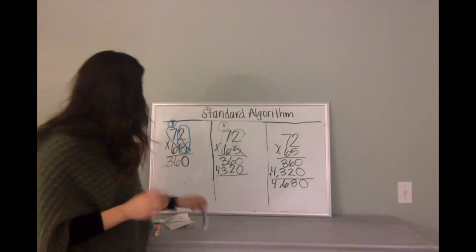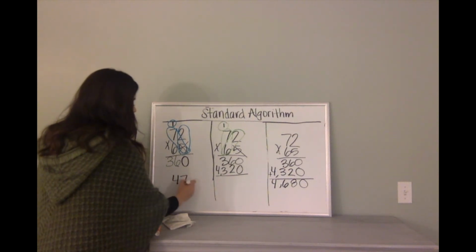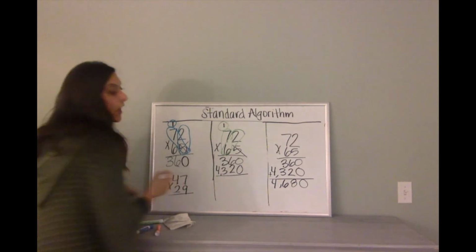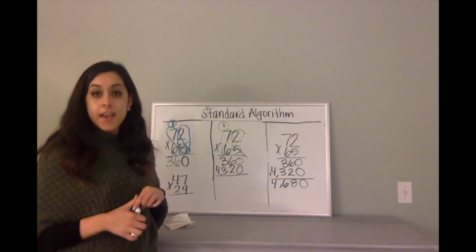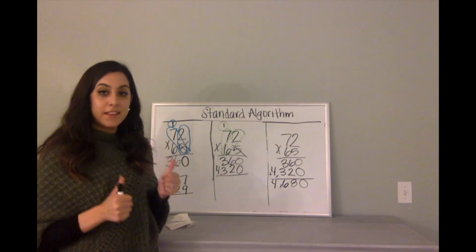Now, you're going to go ahead and do this on Seesaw too. I'm going to give you a problem. So your problem that you're going to work on is 47 times 29. I want you to practice that on Seesaw, and I want you to turn in your work to me so that I can correct it and revise it, and then we're good to go.